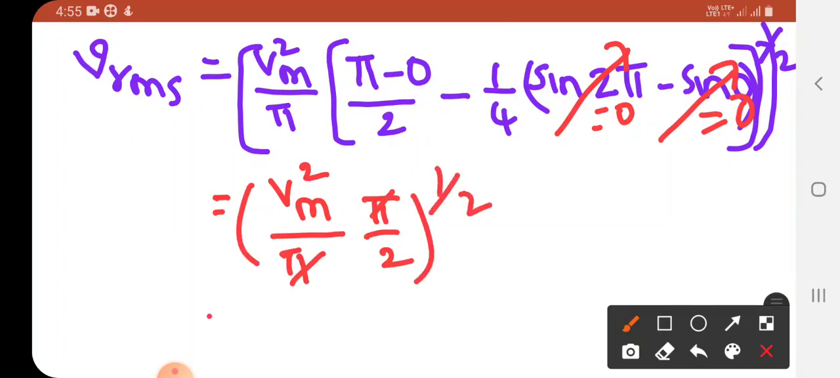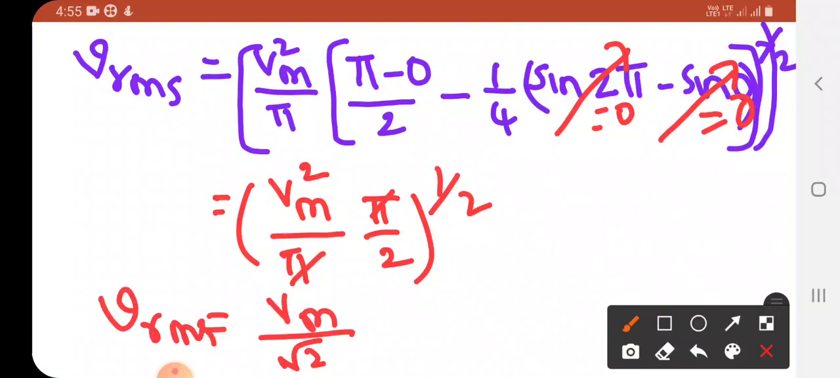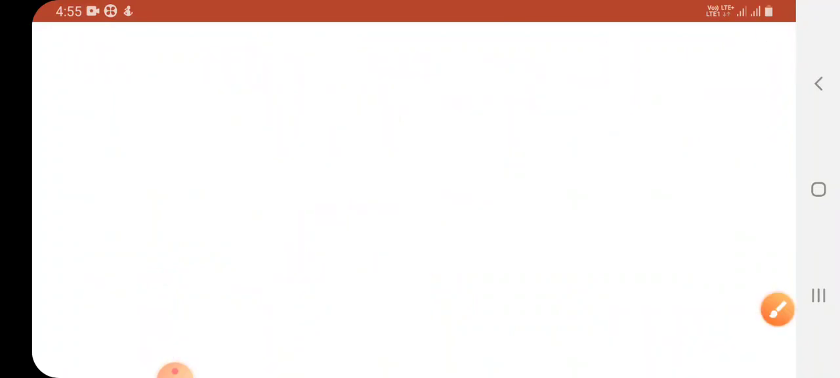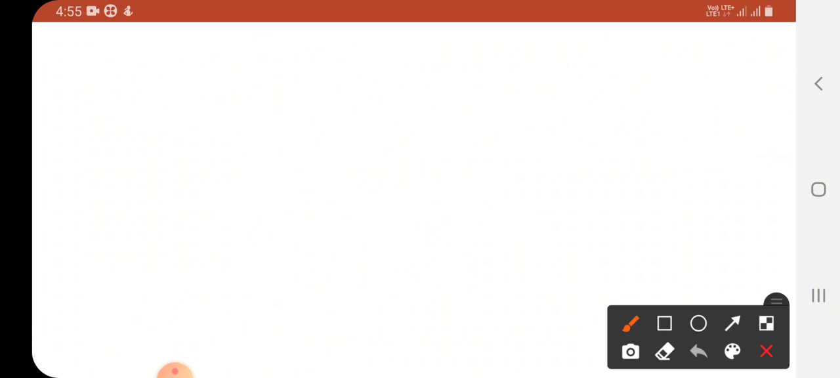So hence VRMS is equal to Vm by root 2. Just do remember that while you are solving the problems in AC fundamentals, you need to remember this value. That is, VRMS is equal to Vm by root 2. Okay. Next. Yes, what is peak factor?